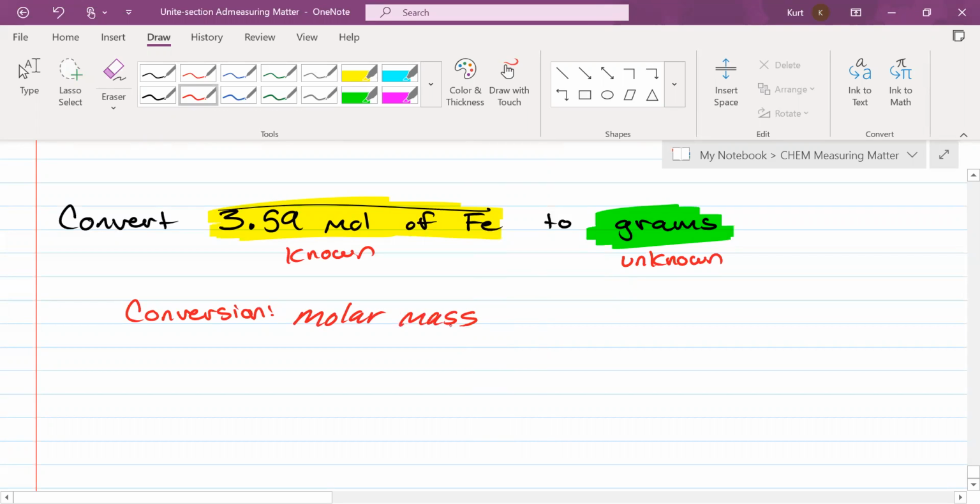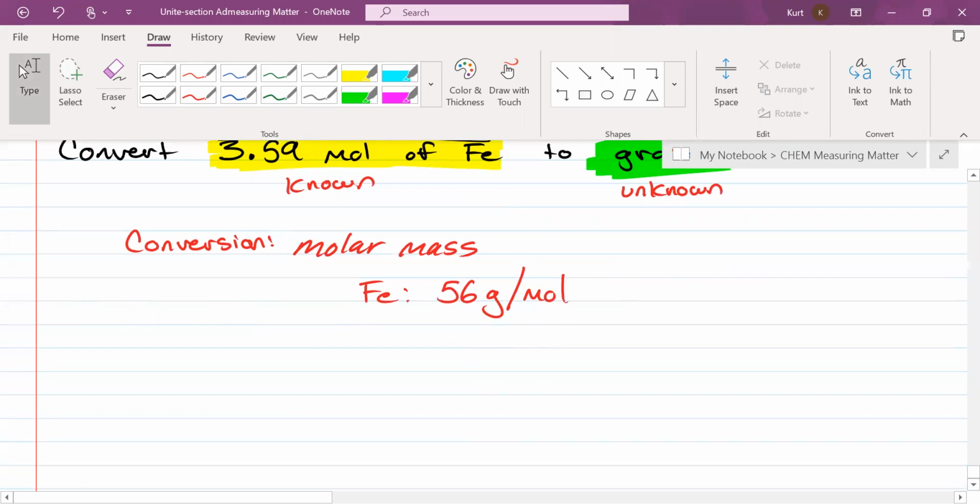Where do you refer to find the molar mass of anything? Periodic table. Do you look at the atomic number or do you look at the mass number? Atomic mass. The atomic mass number, which is the mass number. So I do not have a periodic table on me and I don't have those memorized. Can somebody help me out and tell me what is the mass number of iron? 56. 56 what per what? 56 grams per mole. Okay, so on this problem, you start off with your known value, 3.59 moles of iron.